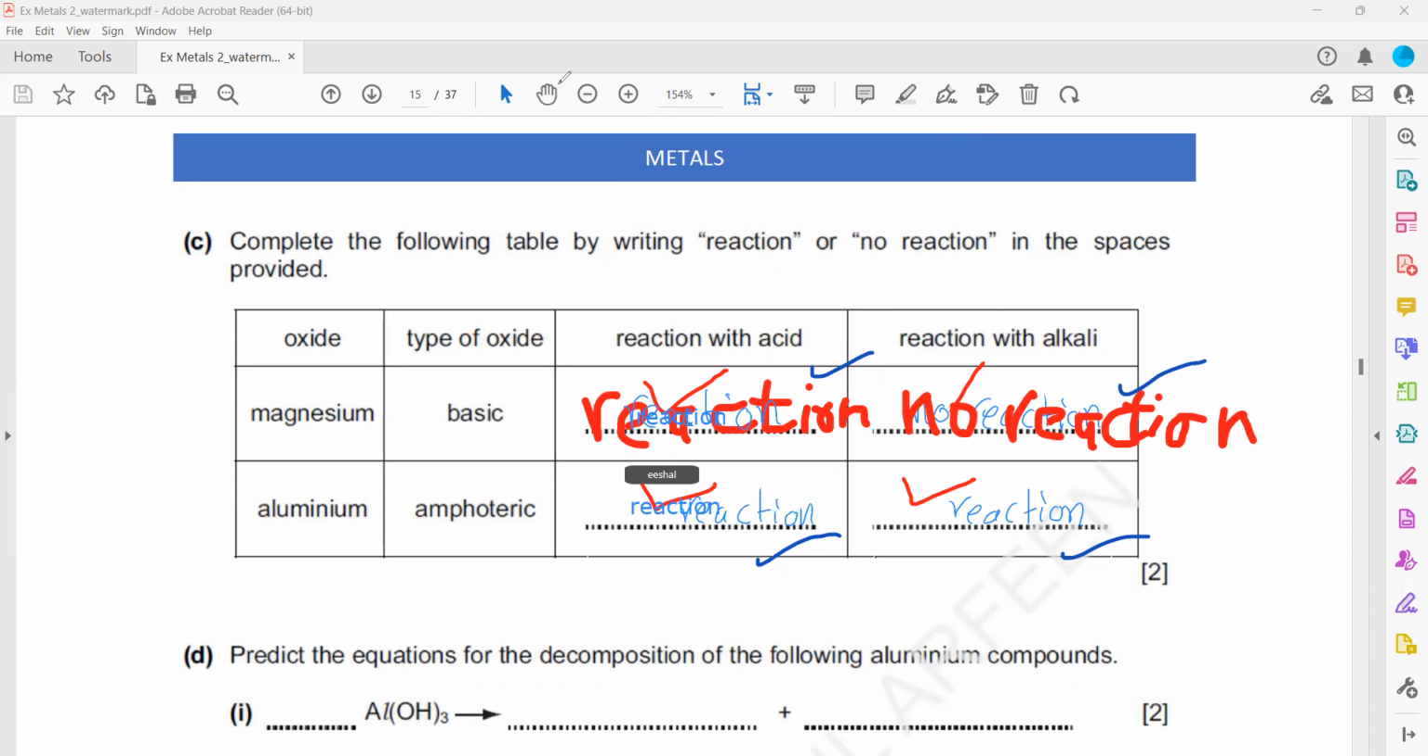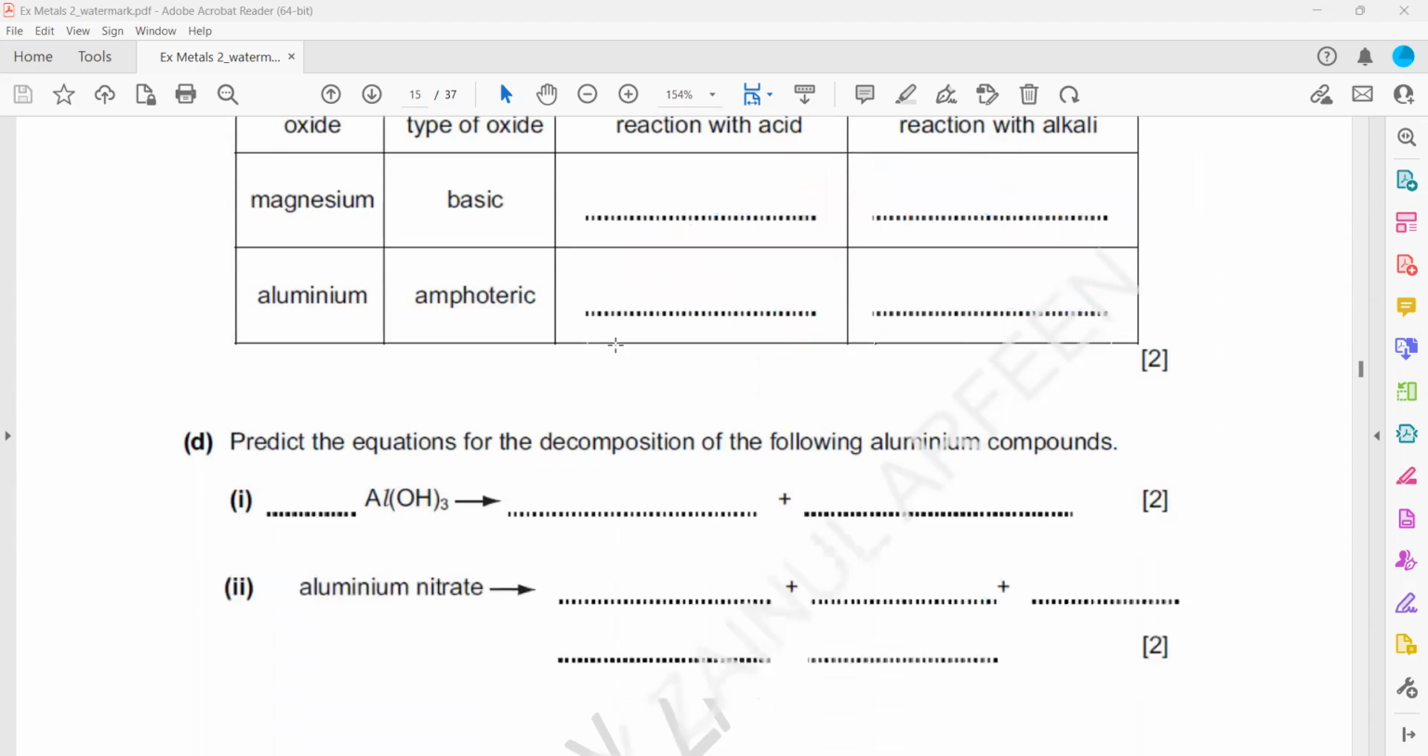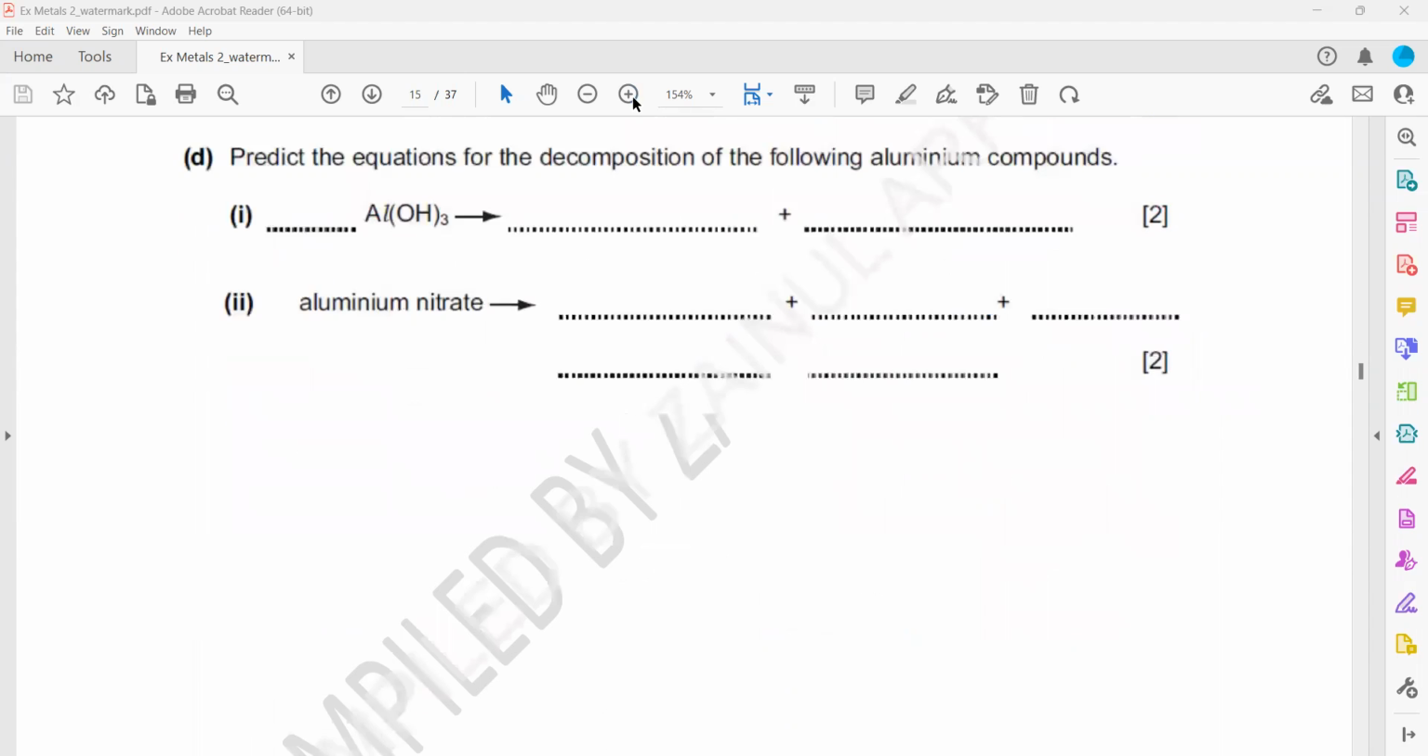Moving on to the next question. Predict the equation for a decomposition. Whenever a metal hydroxide decomposes, it gives metal oxide plus steam. So first we have to write the formula for aluminum oxide. Aluminum is group 3, plus 3, and oxygen is group 6, minus 2. So the formula for aluminum oxide will be Al2O3. And for steam, H2O. Now the second part, why is it 2 marks?